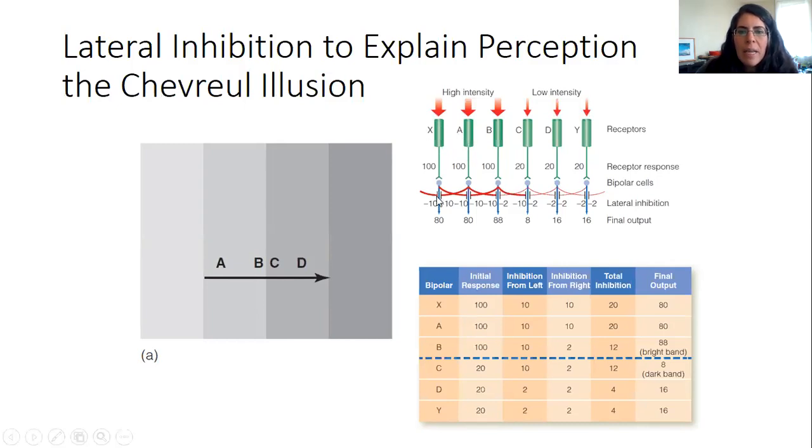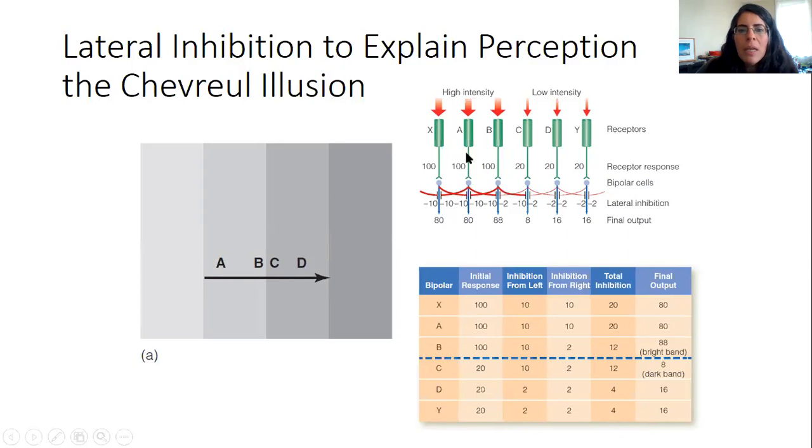cell A has a neighbor that's sending it a tenth of its energy in inhibitory messages, and cell A is receiving a tenth of inhibition from its neighbor X and its neighbor B, and it's sending 80 units of energy to its bipolar cells, okay?